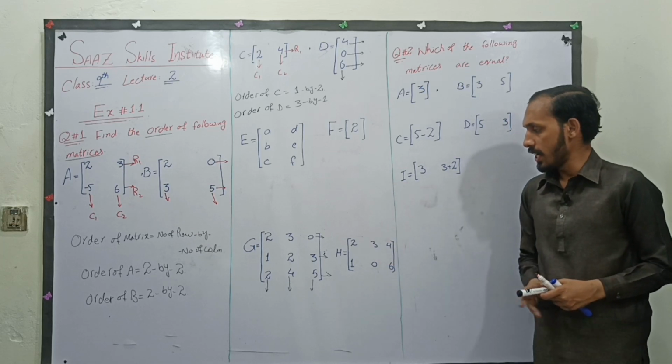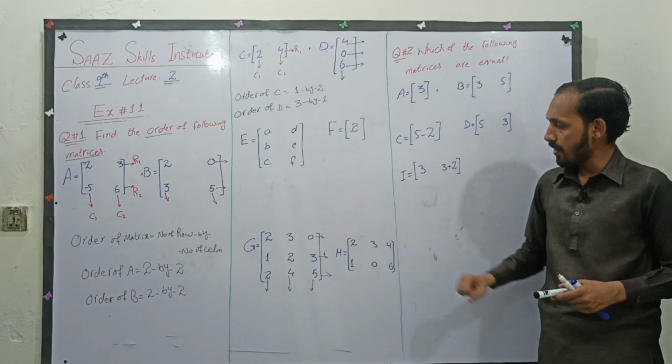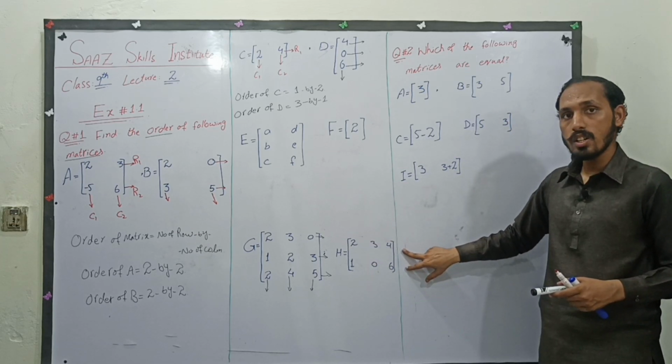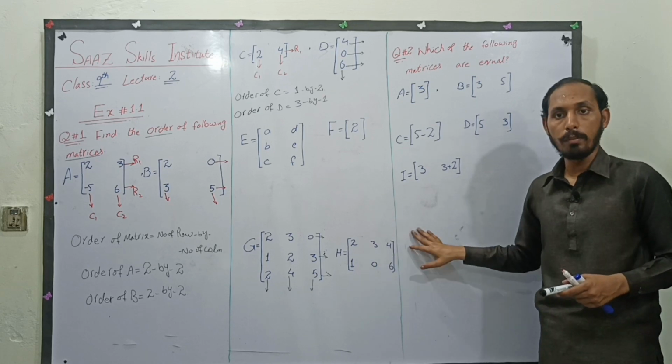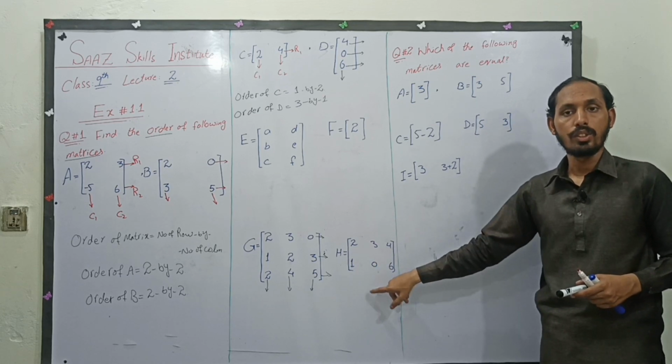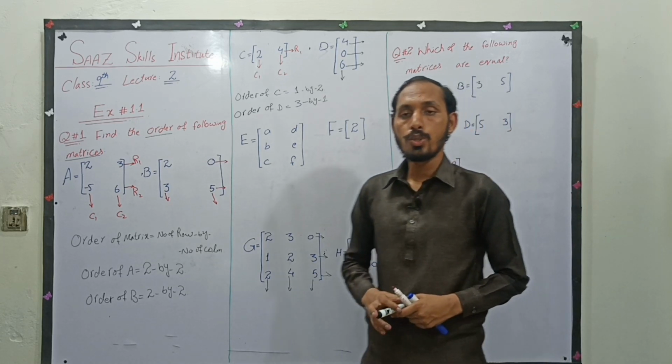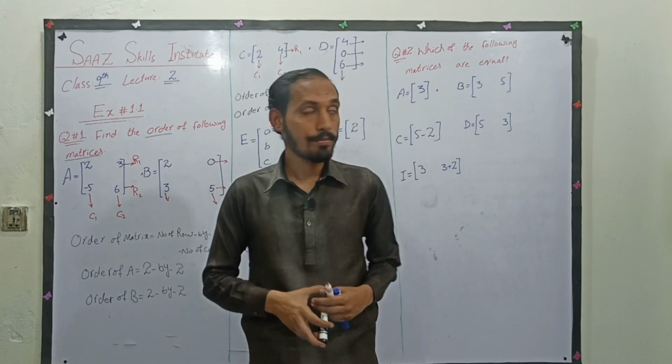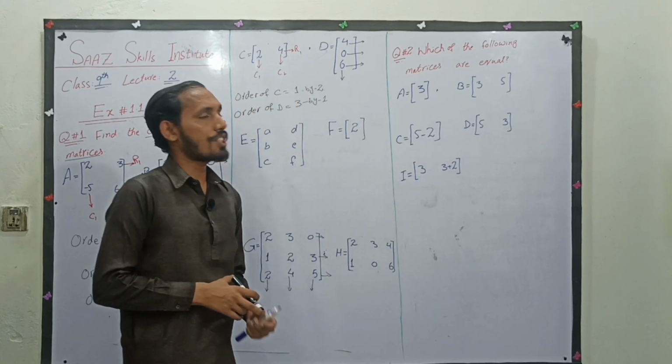Now for H, order of H will be 2 rows and 3 columns. So order will be 2 by 3. So H has the order 2 by 3. Now move to question number 2.